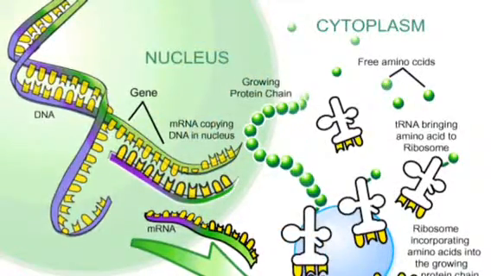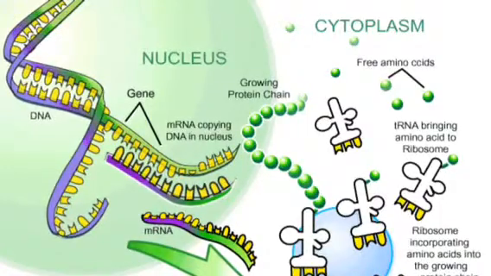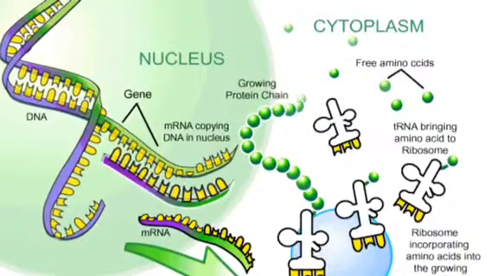Next, we're going to talk about the process of transcription. Segments of DNA serve as templates to produce complementary RNA molecules. This happens in the nucleus.